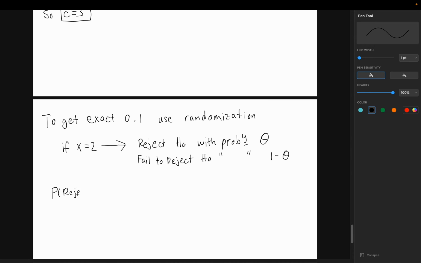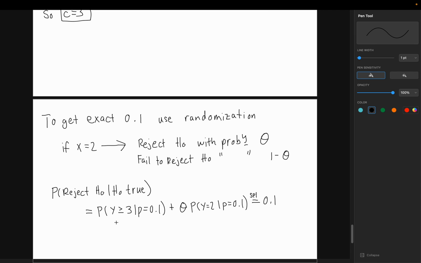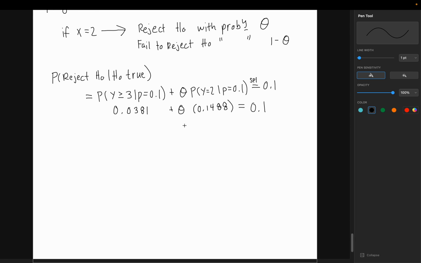Well, we want the probability we reject h naught given h naught true. With this special randomization tool, this ends up being equal to the probability that y, our statistic, is greater than or equal to 3 given p equals 0.1, plus theta times the probability y equals 2 given p equals 0.1. And we're going to set it equal to 0.1. Now we know this probability over here. We found it with our table, 0.0381. We don't know theta. We have to solve for it. And we also know this probability here also from our table, which is 0.1488.